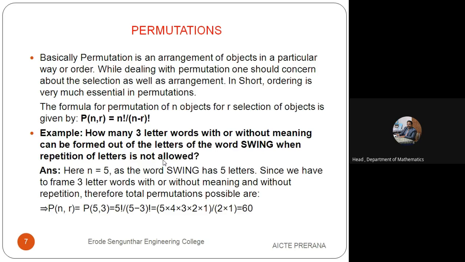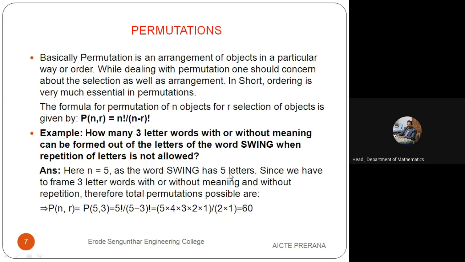We have to calculate how many three-letter words with or without meaning. Here the meaning is not important. We have to form three-letter words using the word SWING. How many three-letter words can be formed when repetition of letters is not allowed? Here n equal to 5, since in the word SWING we have 5 letters, therefore we take n equal to 5.